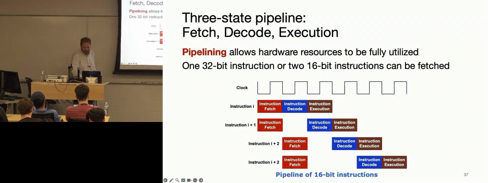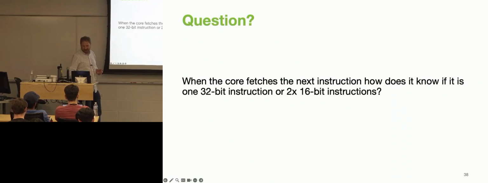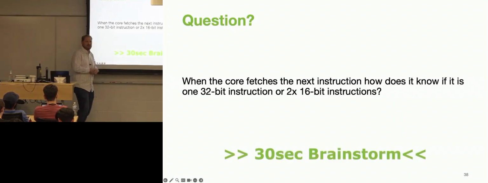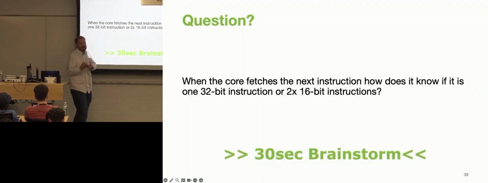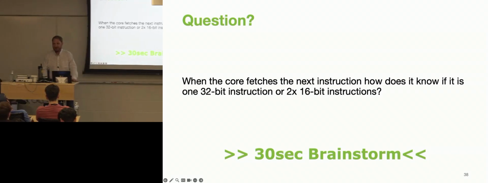So the question for you is, when the core does a fetch for the next instruction, how does it know if it's one 32-bit instruction or 2 16-bit instructions? Why don't you take 30 seconds, brainstorm, how did these architects figure this out? Because they're trying to save space, but sometimes they want the expressivity of a 32-bit instruction, and when you're pulling data out of memory, you just don't know what it is. It's not defined. So how are they going to do this?